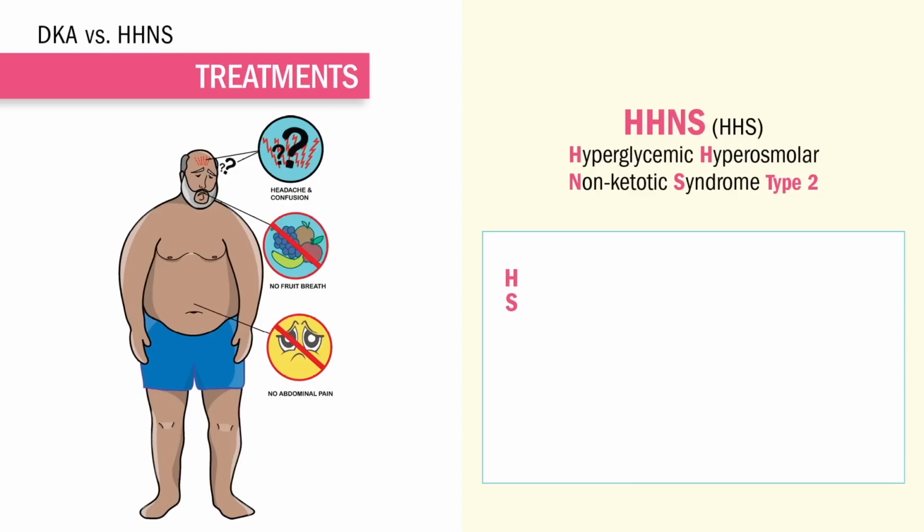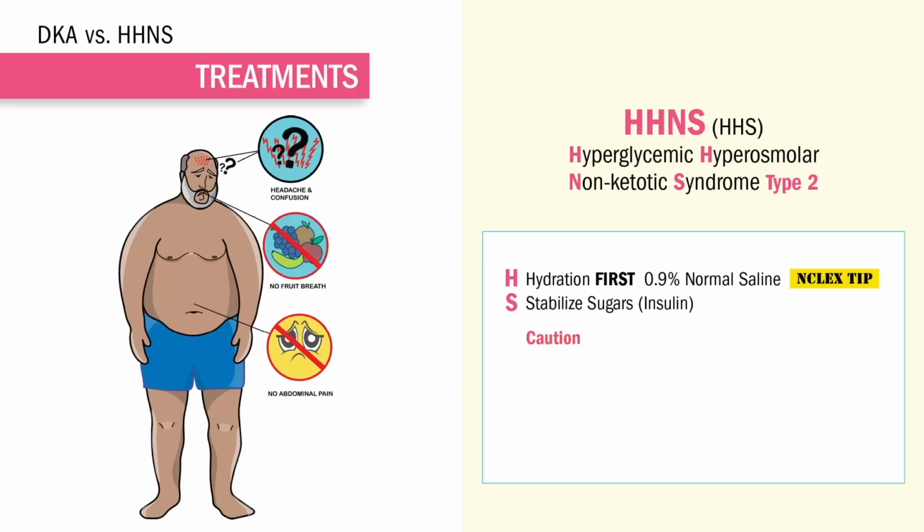Now for HHS treatments, guys, remember the acronym HS. We always treat the hydration first. Both DKA and HHS, hydration first. 0.9% normal saline. Huge NCLEX tip, guys. Now, we can always do hypotonic fluids, but that's not as common on the NCLEX. And then S for stabilize the sugar with insulin. Again, caution, guys, only regular insulin is ready to go IV. Big NCLEX tip right there again.